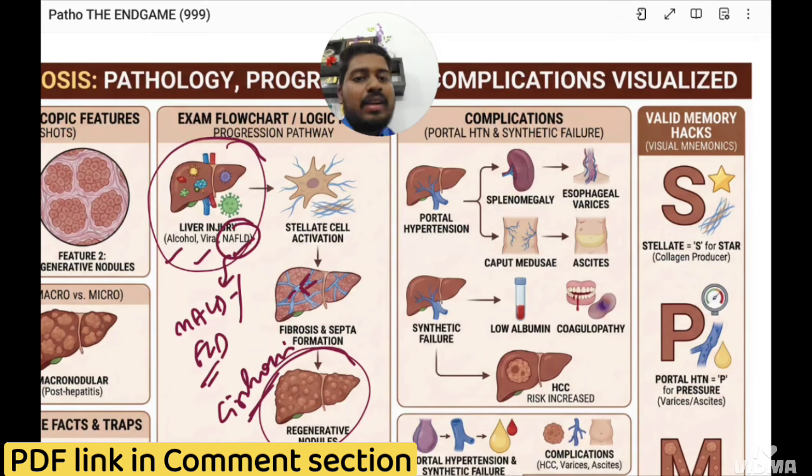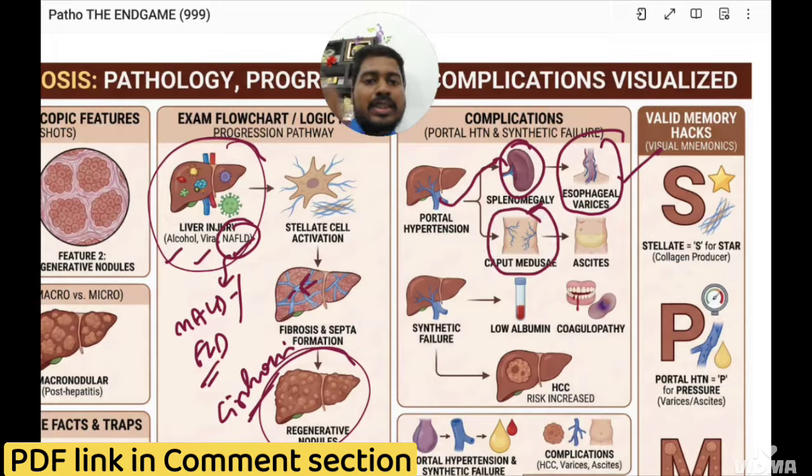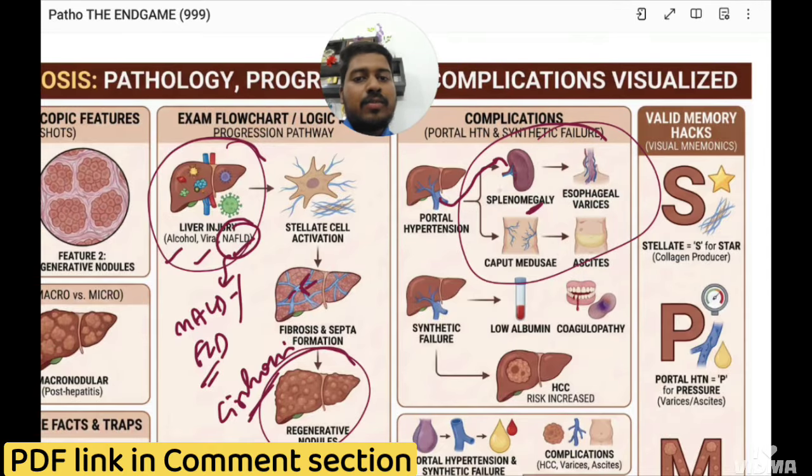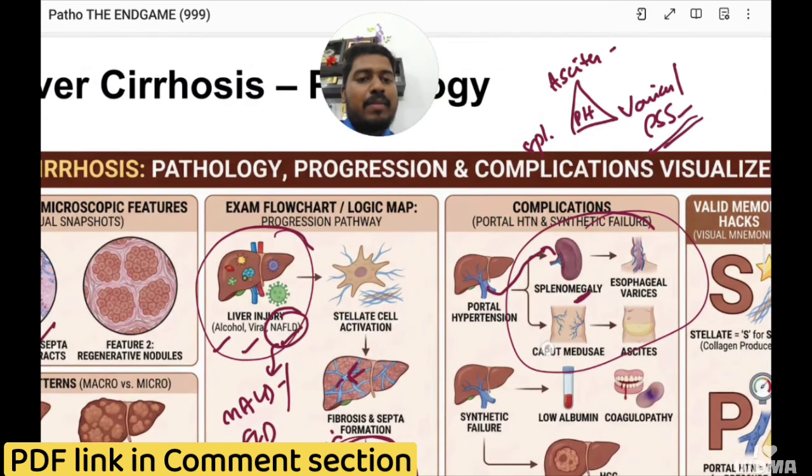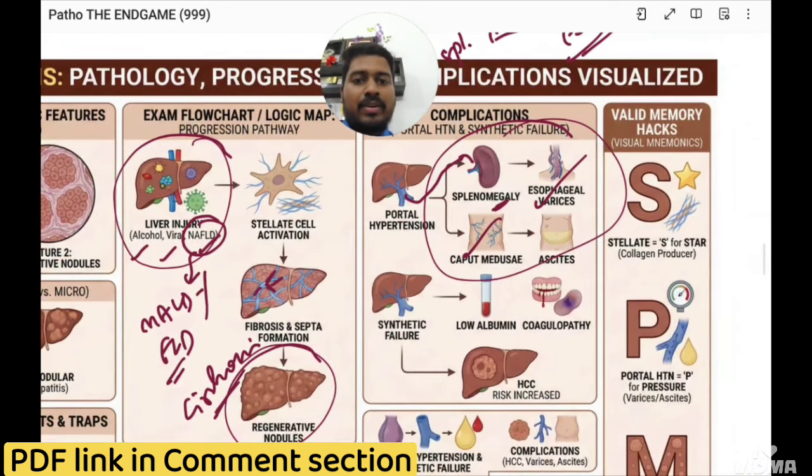Okay. Now, this causes splenomegaly, because this is connected to the spleen here. And then because of this, there is opening of portosystemic shunts causing esophageal varices. There are also other portosystemic shunts around the umbilicus that cause caput medusae, and then there is fluid buildup in the abdomen that is called ascites. So these are the complications of portal hypertension. And if you ask me the triad of portal hypertension, it is ascites, splenomegaly, and varices or portosystemic shunt. Okay, portosystemic shunt can be caput medusae or esophageal varices or rectal hemorrhoids.